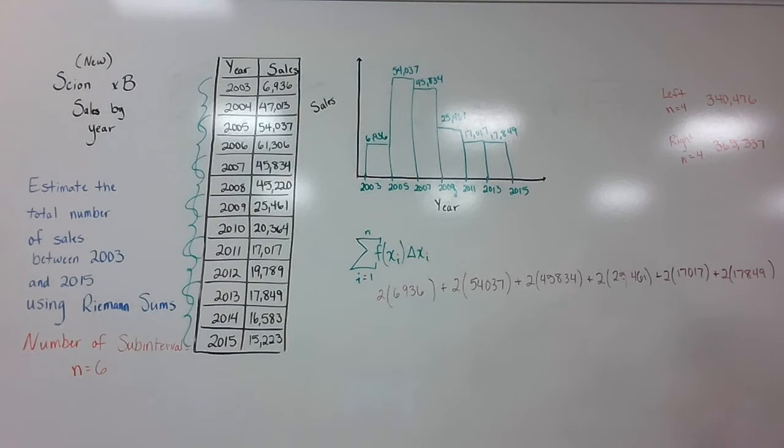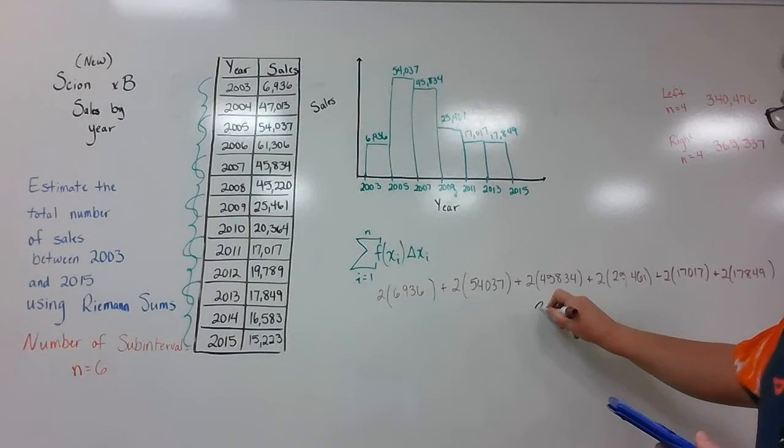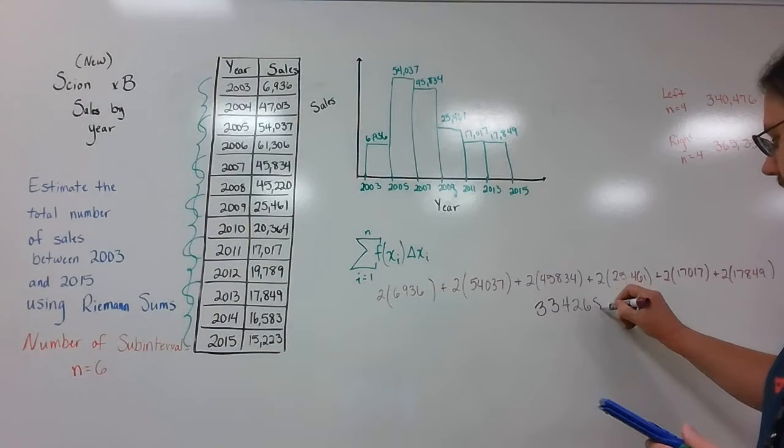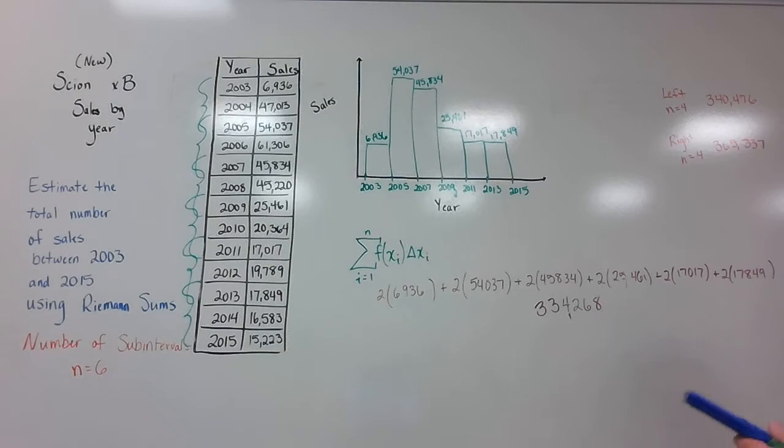All right, calculator time. So I got all these numbers up here. So 2 times 6,936 plus 2 times 54,037 plus 2 times 45,834 plus 2 times 25,461 plus 2 times 17,017 plus 2 times 17,849. Much better estimate than some of the ones we've had before. Actually, this one's worse. 334,268. That's lower than what we had before.